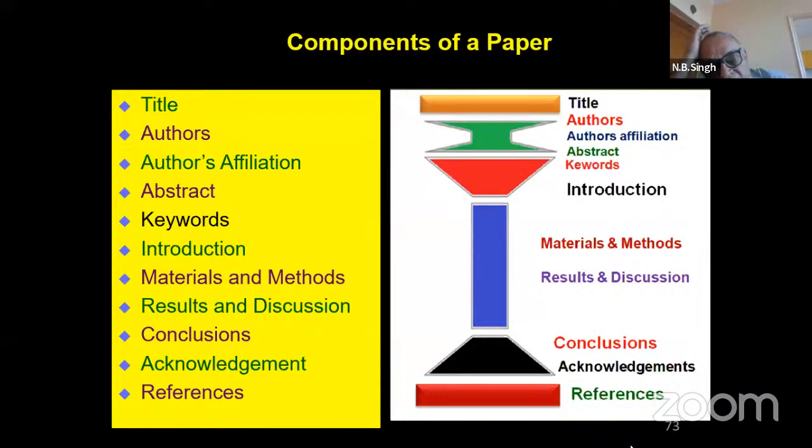When you write a paper, generally the paper is written as per the guideline given by the journal, but almost every journal follows the same trend, maybe with some difference. You have to write the title first, then author, author's affiliation, abstract, keyword, introduction, materials and methods, results and discussion, conclusions, acknowledgement and references. These are the components which a research article requires. Almost a similar trend is obeyed by all the journals, but it varies from journal to journal.